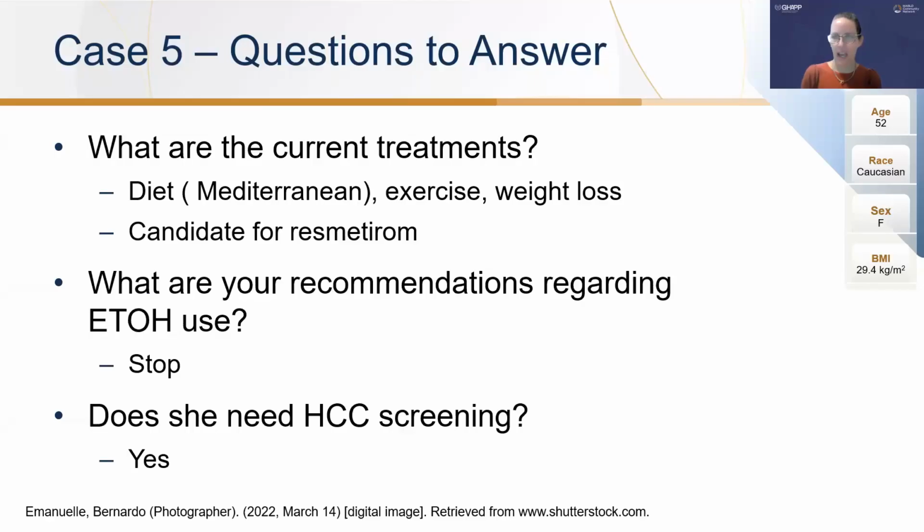So, what are her current treatments? What could we do differently? I kind of talked a little bit, I personally would put her on metformin, definitely talk about diet, exercise, weight loss. Is she a candidate for Resmetirom, which is our thyroid hormone receptor beta drug that helps with hepatic steatosis? Certainly seems reasonable in this scenario. She definitely meets criteria with F3 fibrosis without cirrhosis. You cannot be on that medication when you have cirrhosis, which she does not have.